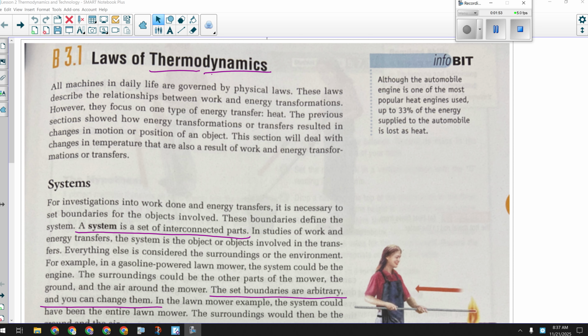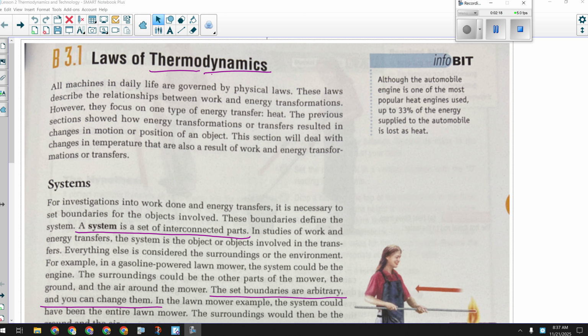Okay, and then underneath that, the thing we need to know about systems is that you define the boundaries of that system. Okay, that's what it means by arbitrary. You can choose whatever you want. Okay, there's no rules to where you define the beginning of a system and the end of a system and the beginning of the surroundings. Okay, which is the next thing we've got to talk about. Right? There's a system, and then there's everything around it that's not part of it. That would be the surroundings.